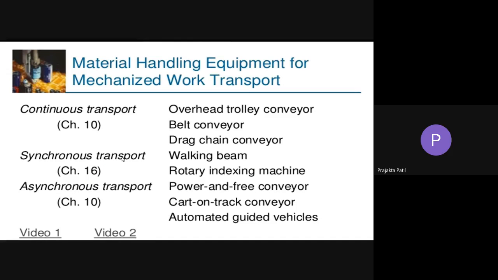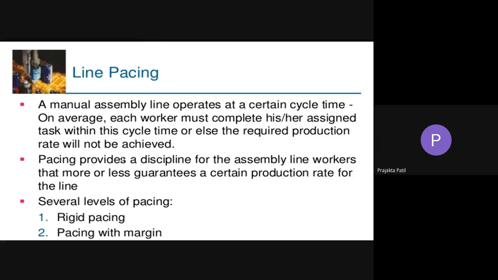These are some of the examples for continuous transport. You have overhead trolleys, the material handling equipment for mechanized work transport. You can see for continuous, we use belt conveyors, then maybe overhead trolley conveyors. If you want to go for synchronous, walking beam mechanism is the best example that we have known. For asynchronous transport, it is power and free conveyors, cart on track conveyors, automated guided vehicles. These are all examples of asynchronous transport. So we will stop here. Line pacing I'll take in the next class.